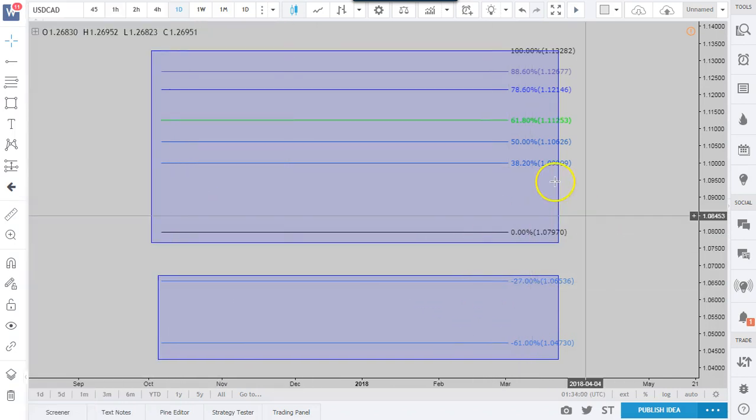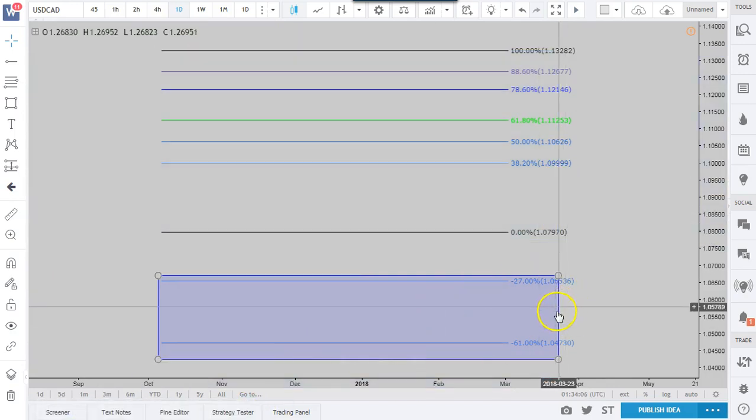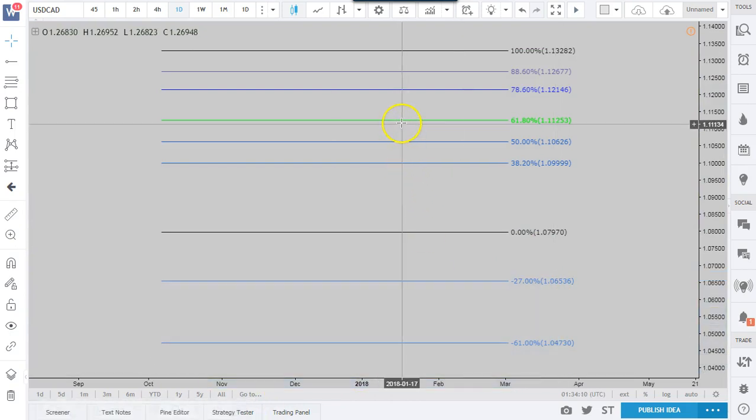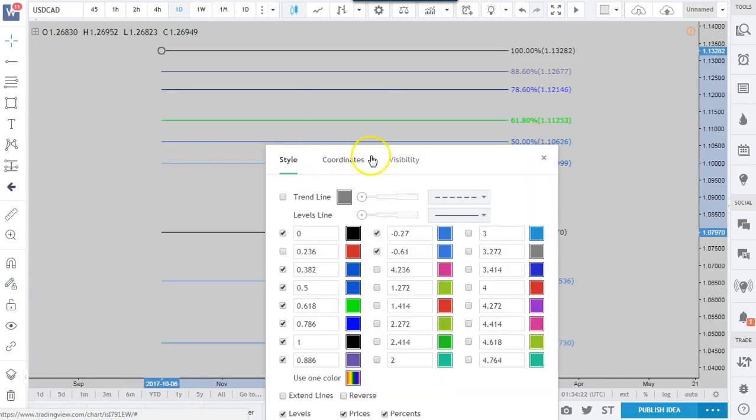So how do we do that? How do you fix in the ratios of the Fibonacci extension and retracement? This is what we do. Let me show you how we do that. We double click on the Fibonacci, and then we go to the settings. We go to the styles.